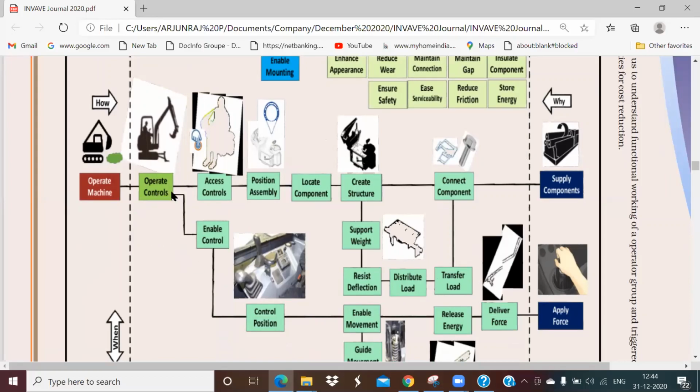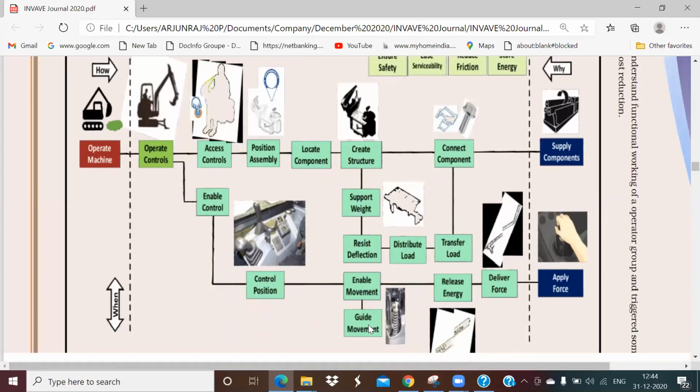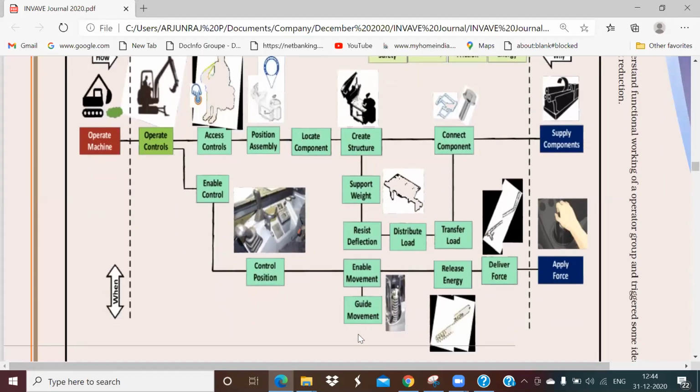I can also operate my control either by access control or by controlling the enabled control. How to enable control? By controlling the position. How to control position? By enabling movement. When I am enabling movement, I am also guiding the movement. How to enable movement? Release energy. How to release energy? By delivering force. Now some of the components we have seen are in the function FAST diagram of an electric wheelchair today.